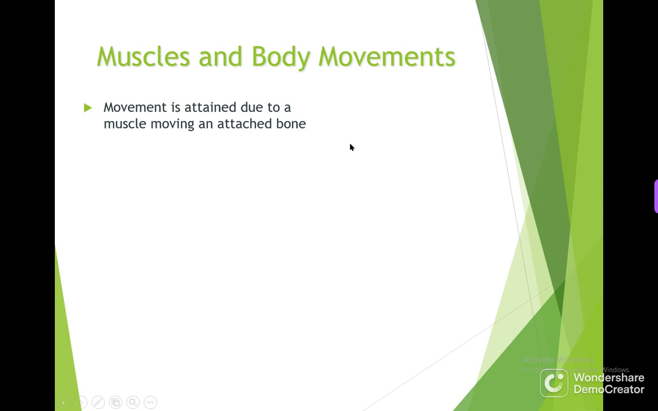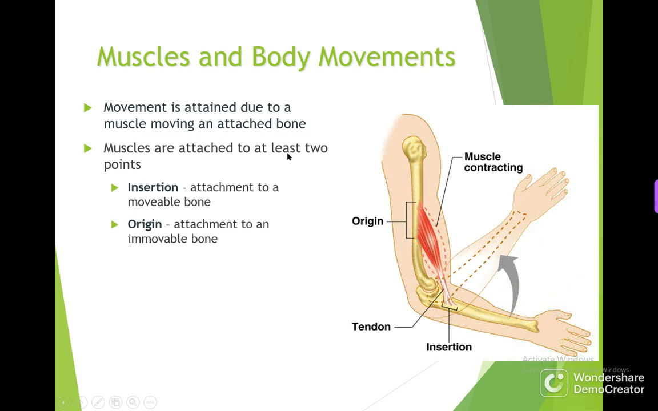The muscle and the body movement. The movement is attained due to the muscle moving an attached bone. There is attachment, of course, there. Muscles are attached at 2 points, insertion and origin. Insertion is attached to a movable bone, and origin is attached to an immovable bone. So one part is static and one part is an action, dynamic.